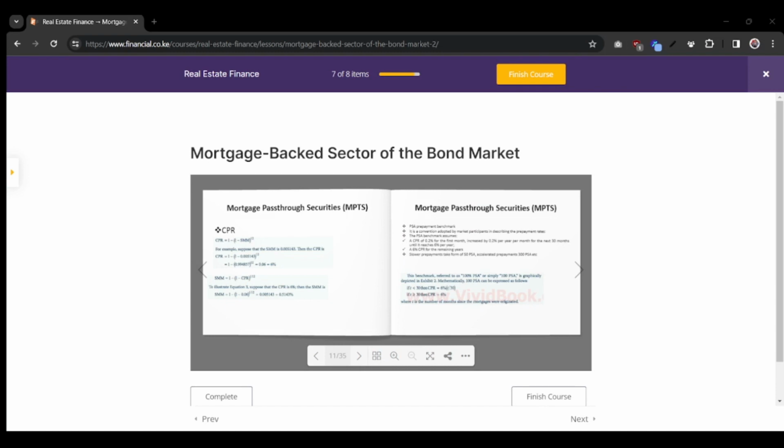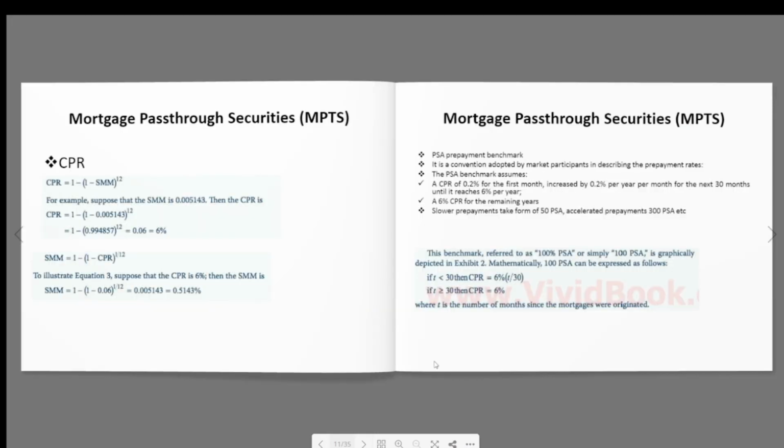PSA stands for Public Securities Association. Well, let's look at the PSA prepayment benchmark. It is a convention adopted by market participants in describing the prepayment rates.